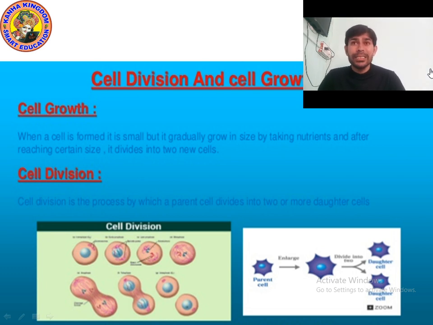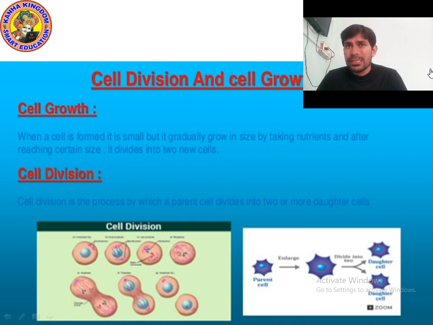Then it starts dividing into two cells. First the nucleus divides, then the cell completely divides. So in this way the cell grows. This is known as cell growth.